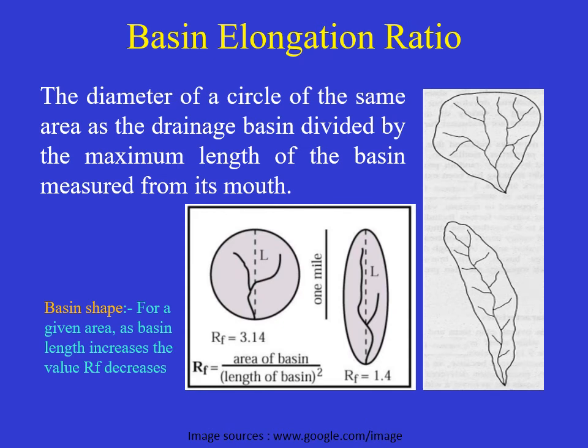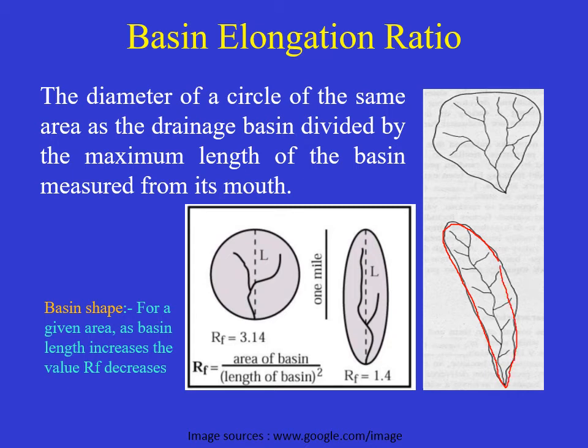Next is the basin elongation ratio. That means how much elongated, or the opposite, how much circular a basin is. So the basin elongation ratio is expressed as the diameter of a circle of the same area as the drainage basin divided by the maximum length of the basin. Suppose your basin is this shape, so it will be like an ellipse. It's elliptical in shape.